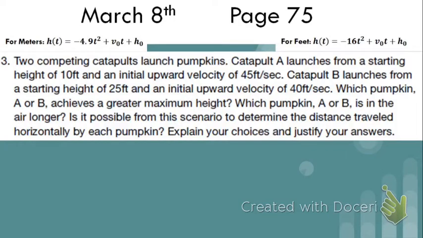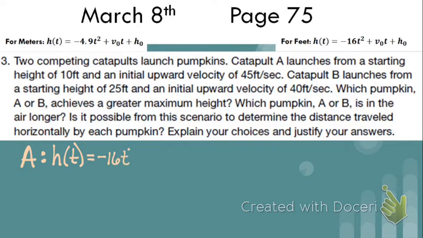All right. I want to start talking through this one. So we have two different competing catapults. We have catapult A. I want to write an equation for catapult A. Since it's an equation, it has to have what kind of symbol in it? Equal sign. So the height at any given time, that's what h of t means, is equal to, what would my equation for catapult A look like?